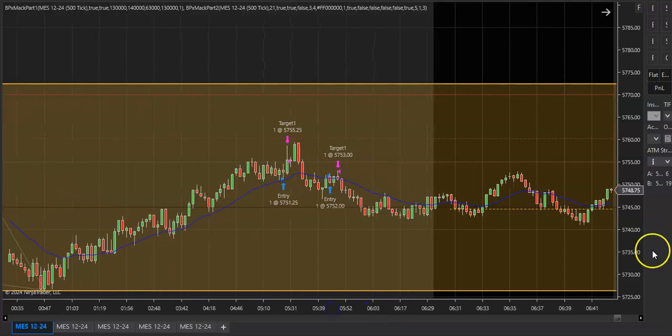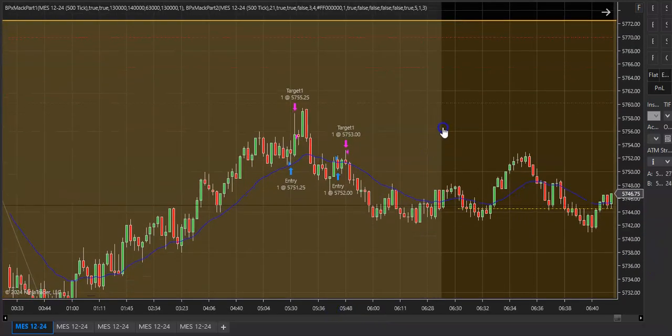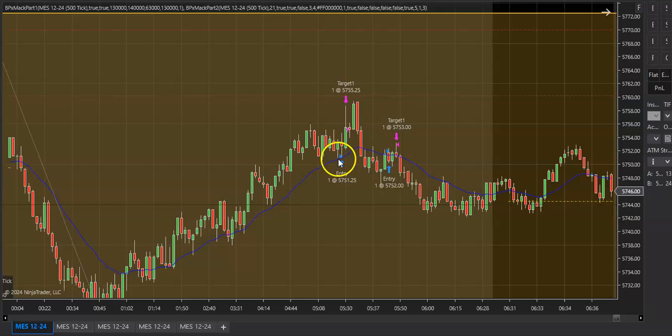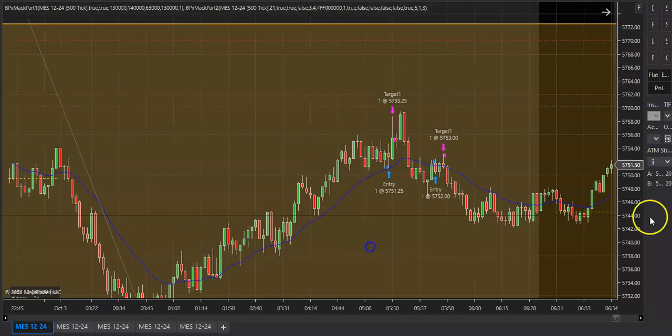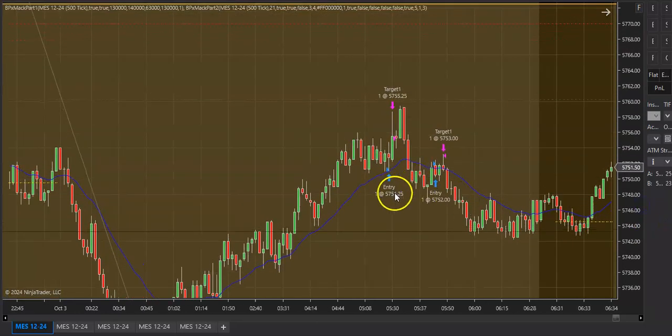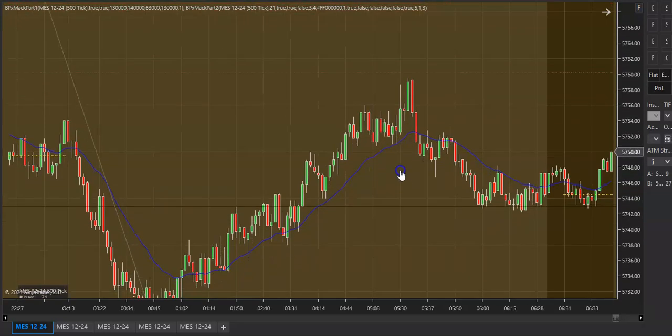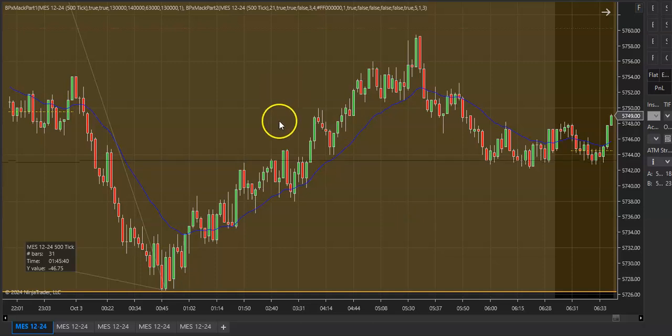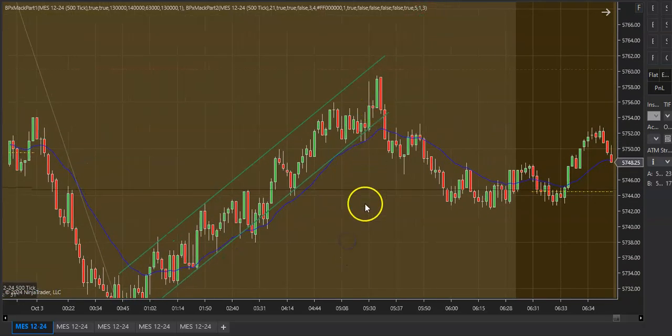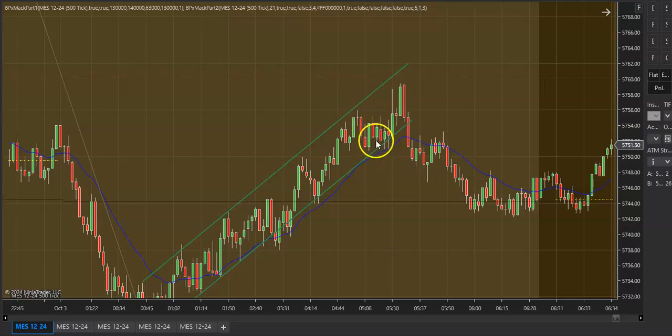I entered right at the beginning of this news item, which I didn't realize. So I just entered. This looked like a range, and the bias was up. And it looked like it was off my trend line. So you got a second entry right there, but it's not off the trend line.